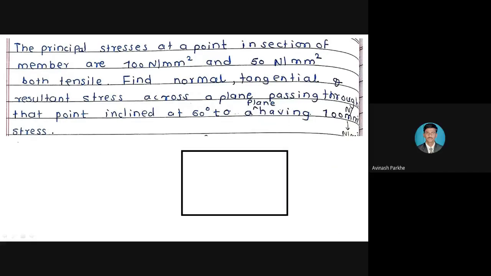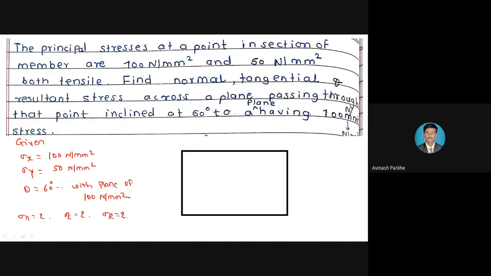Okay, so for those who are unable to solve, let us see. Given sigma x is equal to 100 Newton per mm square, sigma y is equal to 50 Newton per mm square, theta is equal to 60 degrees with the plane of 100 Newton per mm square. We have to calculate sigma n, sigma t, and sigma r.